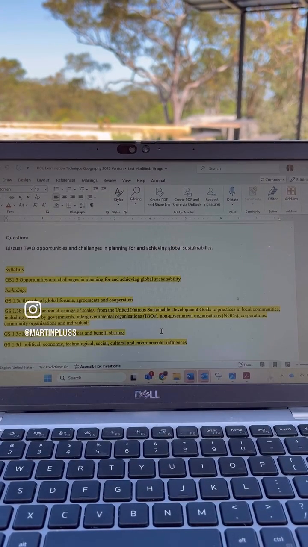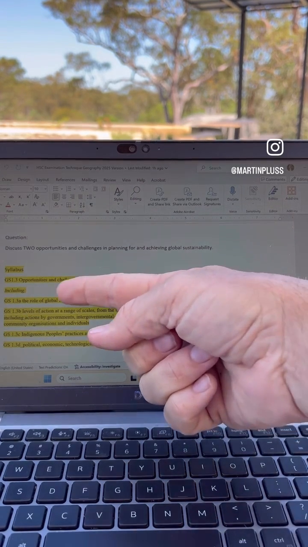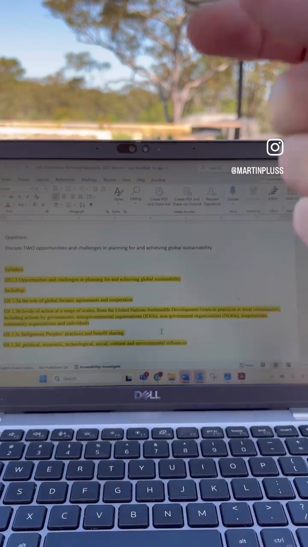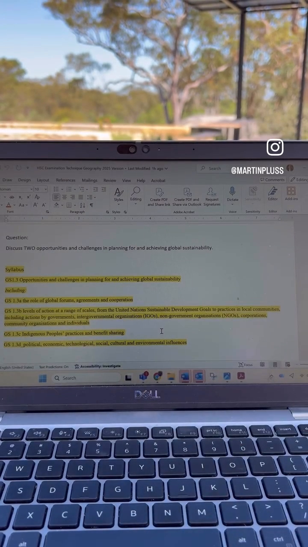This particular question asks you to discuss two opportunities and challenges in planning for achieving global sustainability. Now, this is the heading for a rather big section which has a number of "including" components. So if you get this question, you probably need to make sure you've got very clear in your head what the opportunities are that come from global forums.